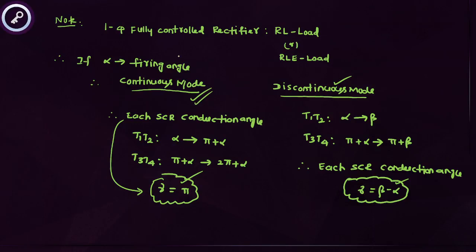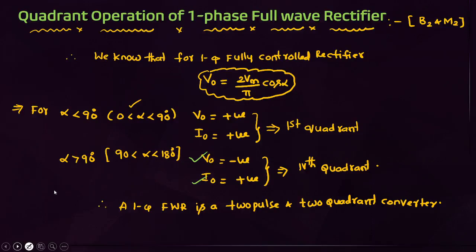But in a single phase fully controlled rectifier using RL load or RLE load, in a continuous mode of operation, each SCR conduction angle is pi. But in discontinuous mode of operation, each SCR conduction angle is beta minus alpha.